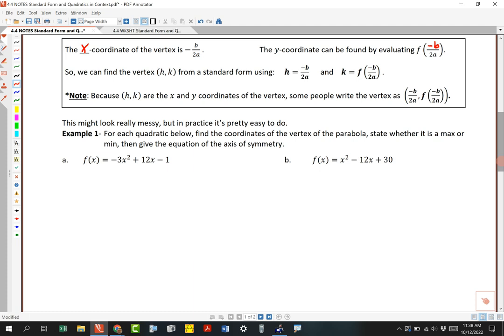It's actually pretty easy. So for each quadratic below, find the coordinates of the vertex, state whether it's a max or min, and then give the equation of the axis of symmetry. So this is our f of x. This is ax squared plus bx plus c. Now, I'm not going to do this all the time, but I'm going to write it down on this one. A in this case is negative 3. B in this case is positive 12. C in this case is negative 1. Now, would you look at the formula up above and would you tell me which variables we need?